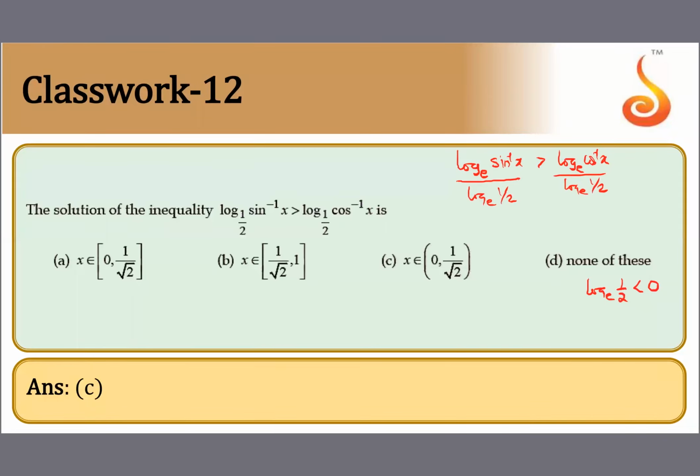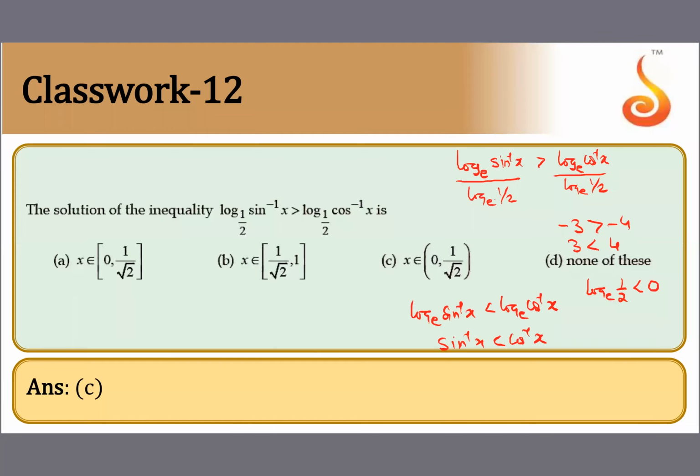When both are negative, take an example: minus 3 is greater than minus 4, so 3 is less than 4. In the same way, if I multiply, we get log base e of sin inverse x is less than log base e of cos inverse x. So we get sin inverse x is less than cos inverse x.